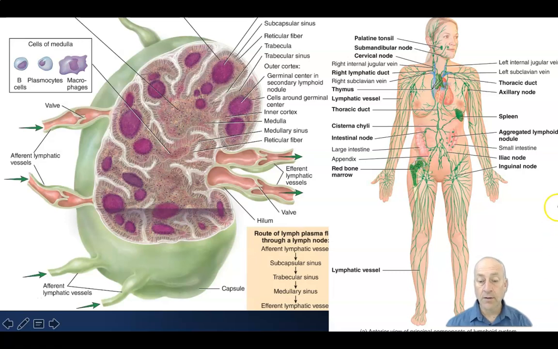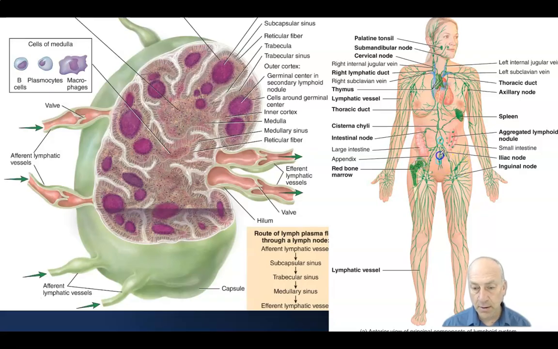What are they? They're these 600 or so tiny little bean-shaped swellings right along the lymphatic vessels. Just picture a road going and having a little swell out to pull off to the side of the road. That's all it is. It's just a lymph vessel swelling out into a lymph node. And you can see 600 of them. This image is not going to show 600.